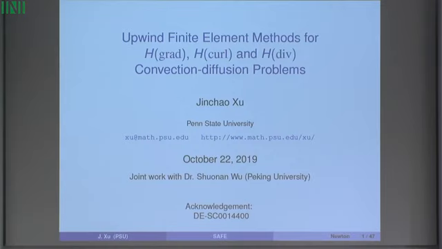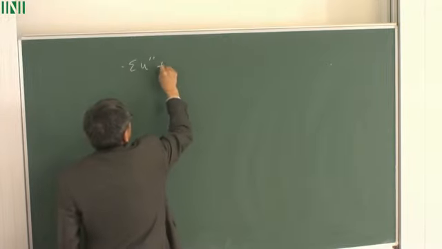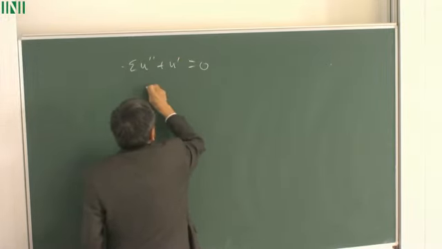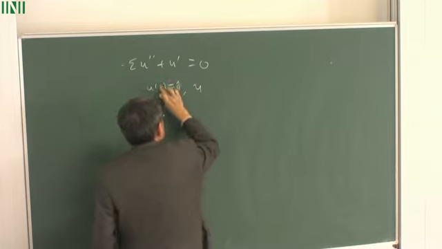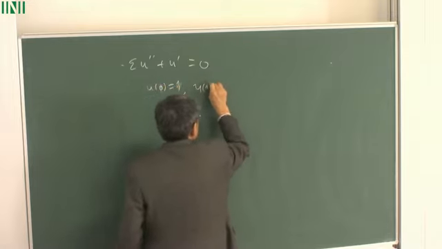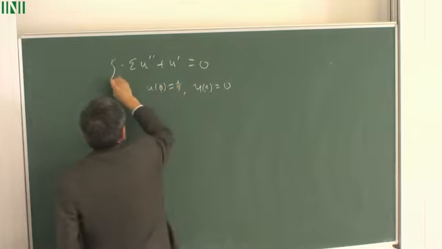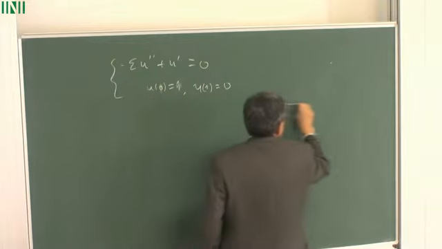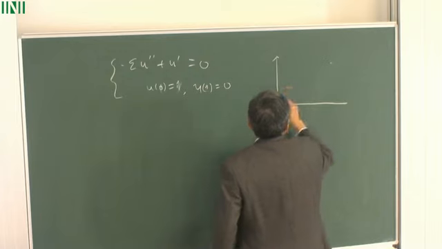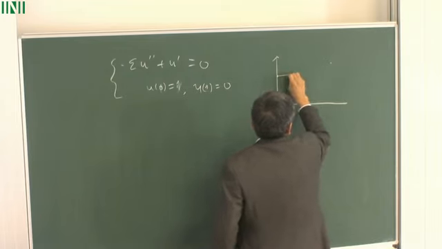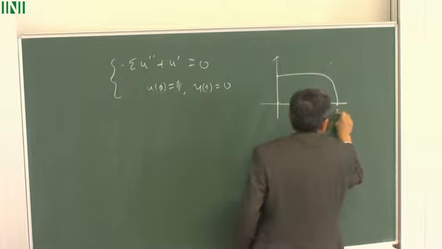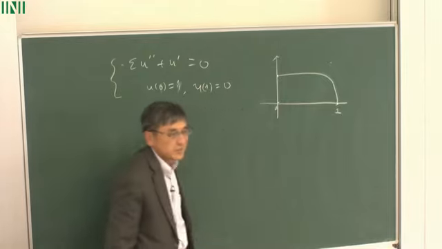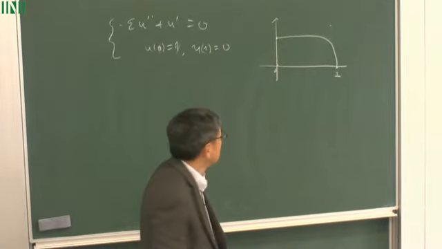And first of all, talking about upwind, we look at the simple little problem: epsilon u double prime plus u prime equal to 0, with u(0) equal to 1, u(1) equal to 0. Let's take this problem. You have this problem starting from 1. If you do the convection, somehow you hit the boundary, you go to 0 here. This is what the solution looks like if epsilon is very, very small.